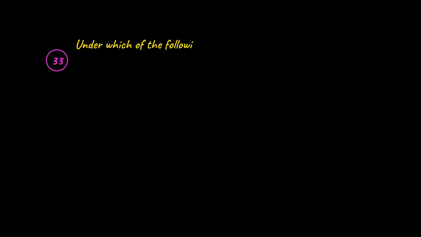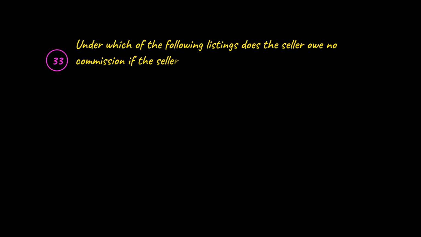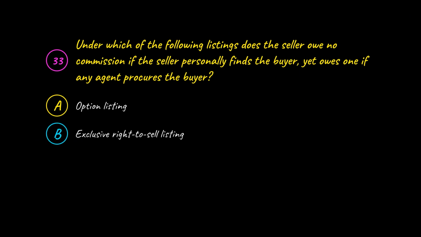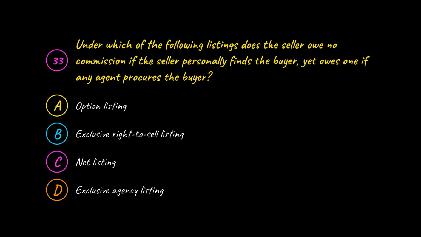Question 33. Under which of the following listings does the seller owe no commission if the seller personally finds the buyer, yet owes one if any agent procures the buyer? Your options are: A. Option listing, B. Exclusive right to sell listing, C. Net listing, D. Exclusive agency listing. Which one is it? Pause the video if you need more time.